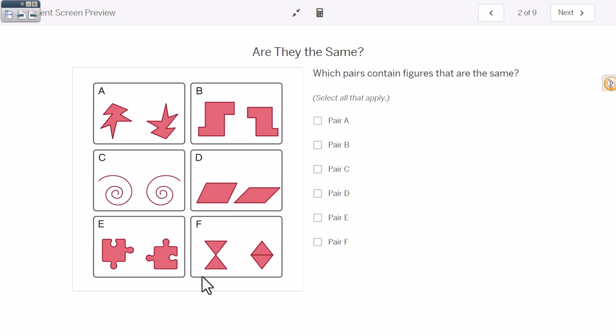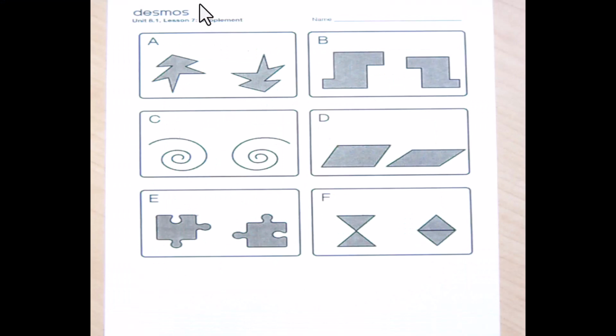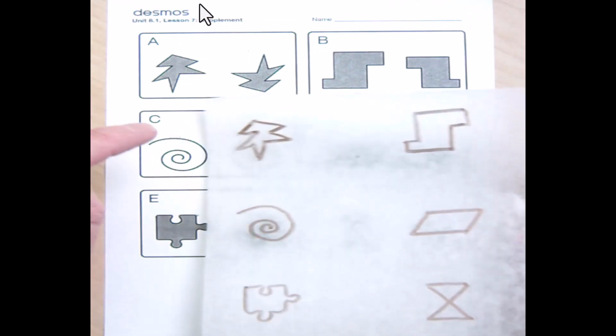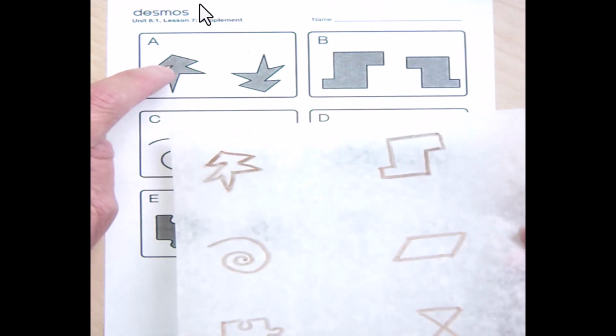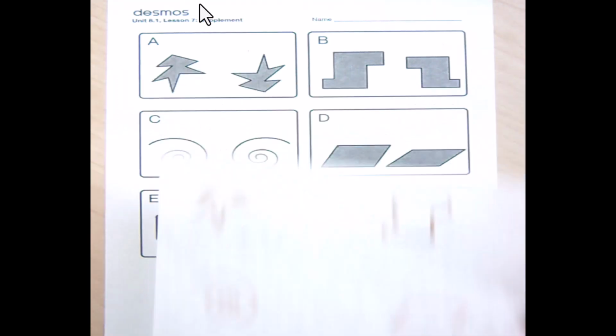As I'm looking at these, I can make a guess about which ones are the same, but I think I'm going to be better off if I switch to a different screen so that we can use transparent paper to talk about their sameness. So let me just switch there now. So here we have the same figures, and earlier I sketched each of the shapes onto some transparent paper to help me make my decision.